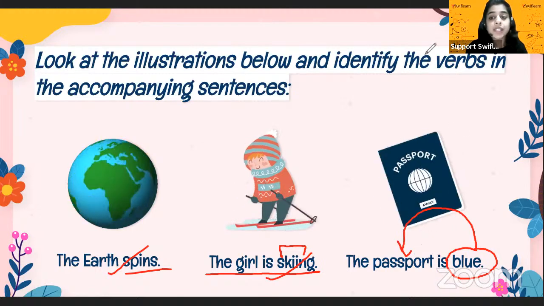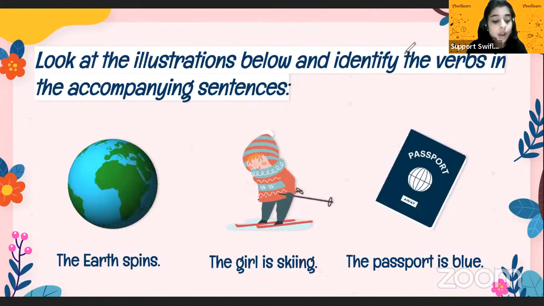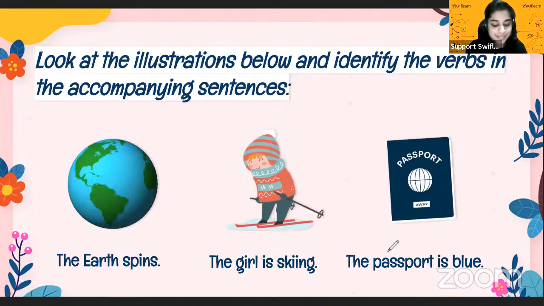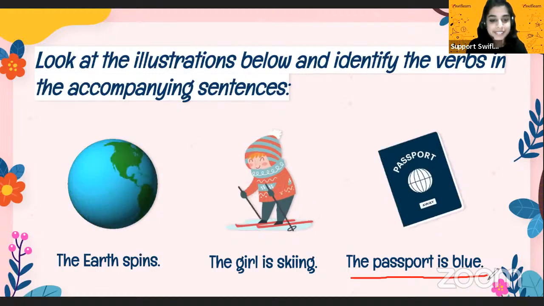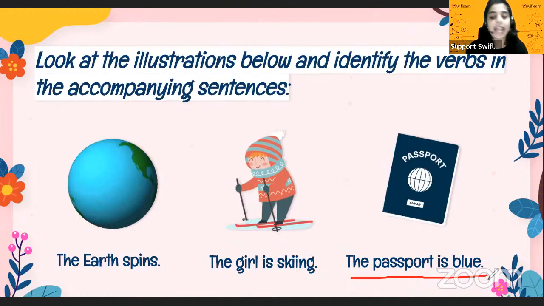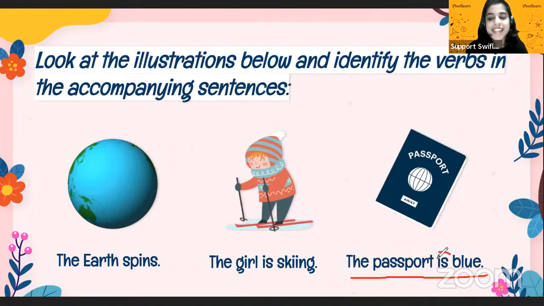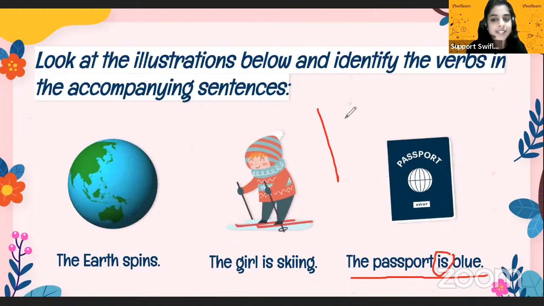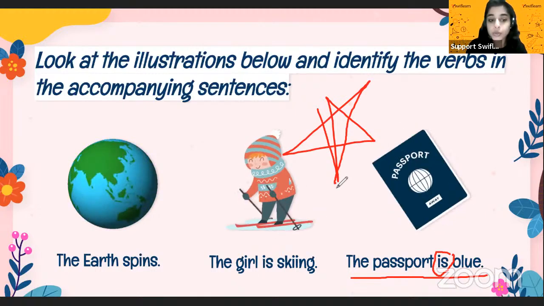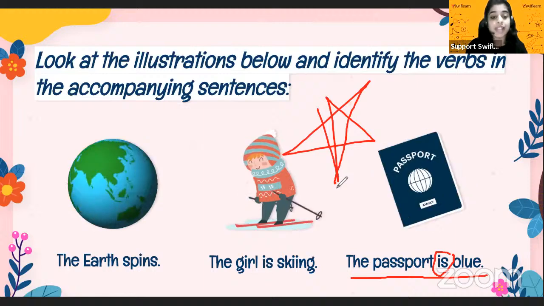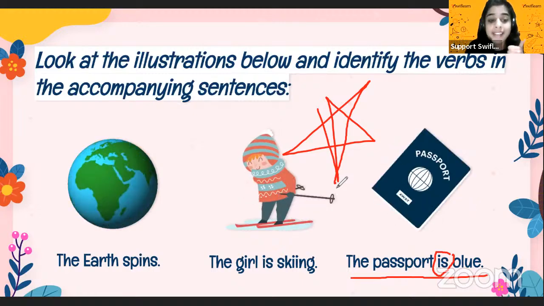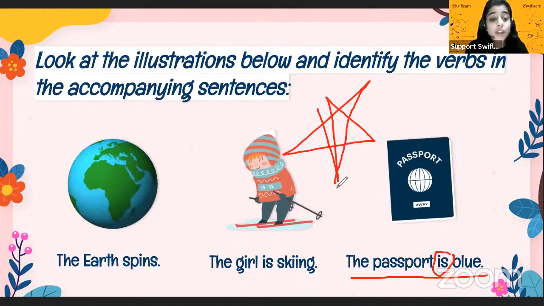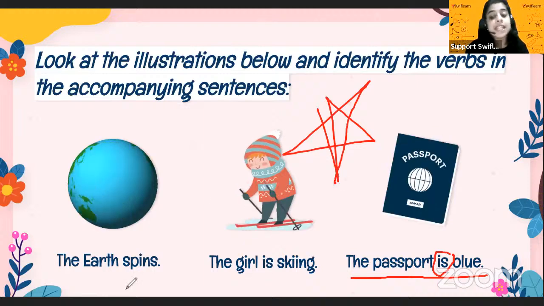So now who will tell me in the third sentence where the verb is? Where is the verb in the third sentence? Who's gonna tell me? Type in the comment box. The passport is blue. Where is the verb here? Shreya Jain has now changed the answer and she said is, which is absolutely correct. Yes, just like I told you, there are some other verbs also like is, am, are, was, were, has, have, had. These are also verbs, not only spins, skiing.